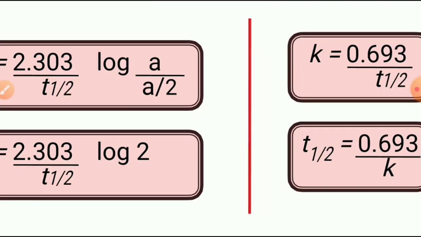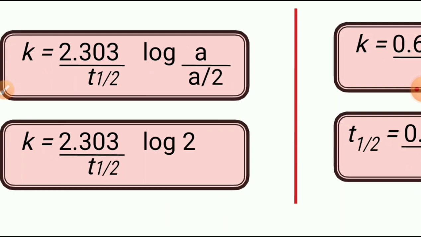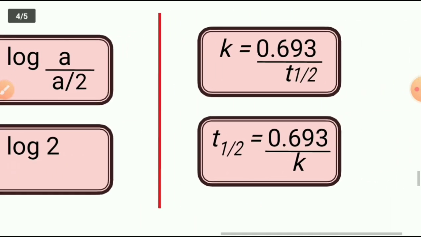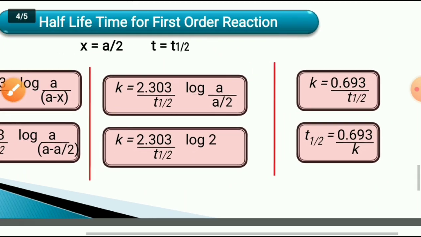The value of log 2 is 0.301, and that value is multiplied with the factor 2.303. So we get 0.693 divided by t half. Now if you modify this equation, we get t half, the half time, which is given by 0.693 upon k. So this is the half lifetime of a first order reaction.